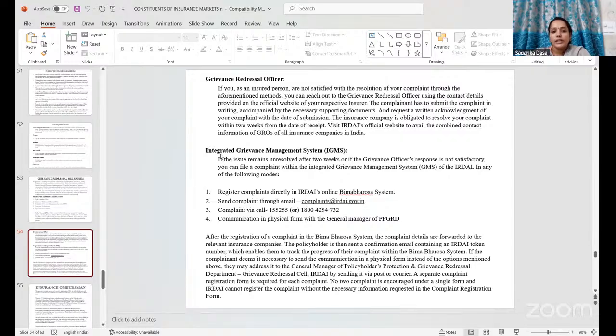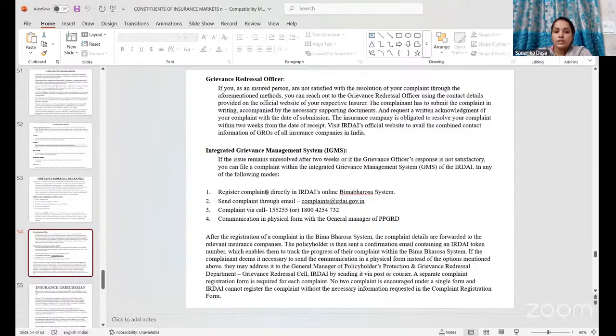Now, after that, the Integrated Grievance Management System, that is IGMS. If the issue remains unresolved after 2 weeks, or the grievance redressal office's response is not satisfactory, then even after reaching the grievance redressal officer, if the insurance policyholder is not satisfied with the solution, he can file a complaint with the Integrated Grievance Management System.